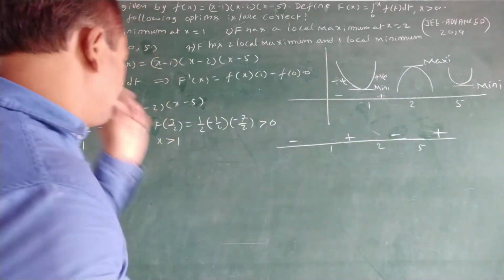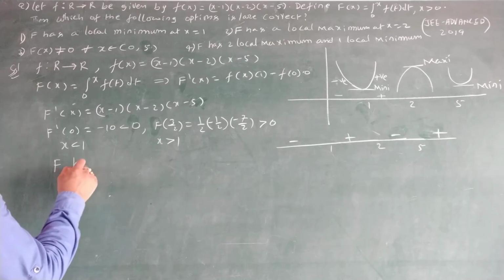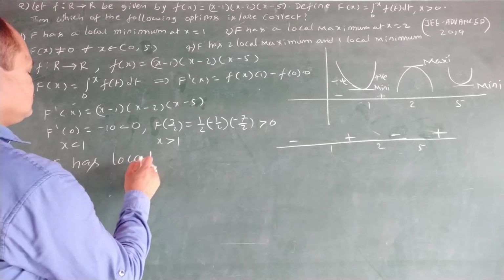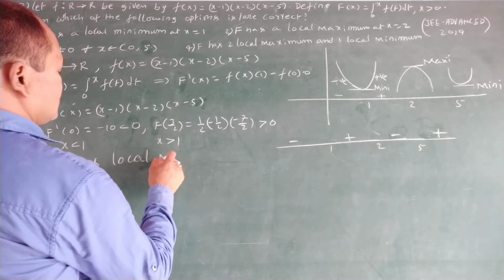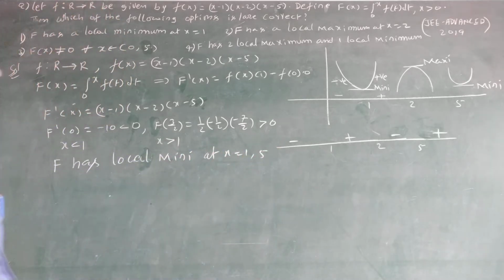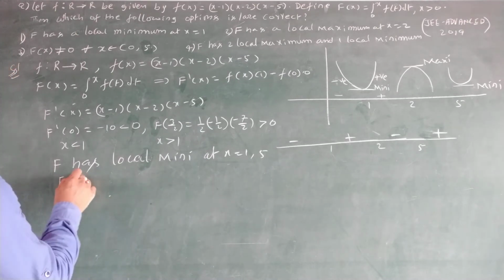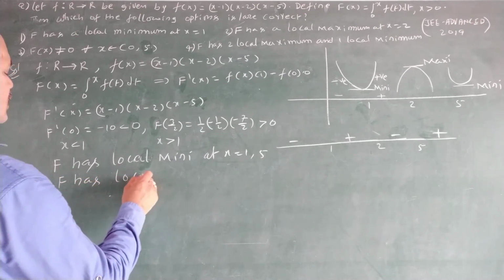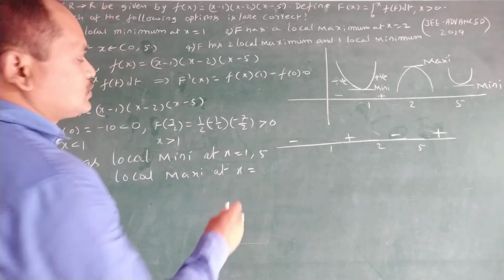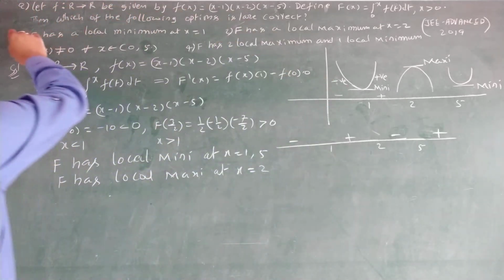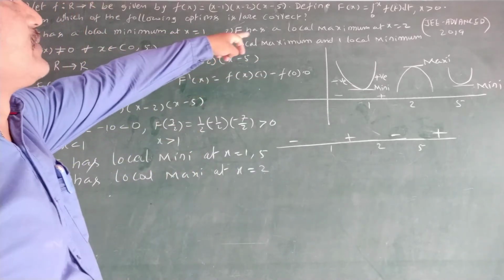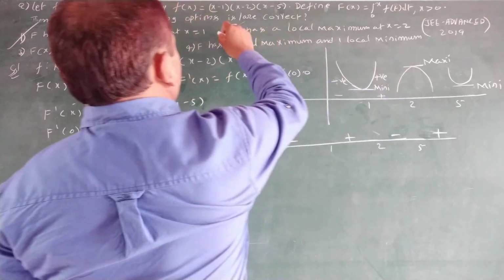That's why capital F has a local minimum at x is equal to 1 and 5, and capital F has a local maximum at x is equal to 2. That's why the first option is correct: F has a local minimum at x is equal to 1. And the second option is also correct: F has a local maximum at x is equal to 2.